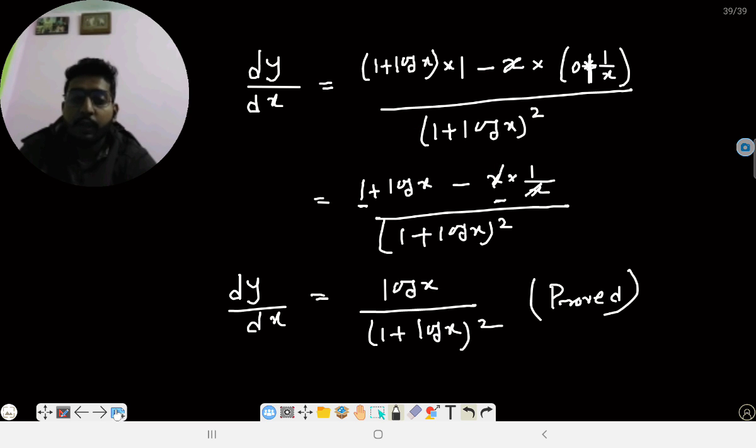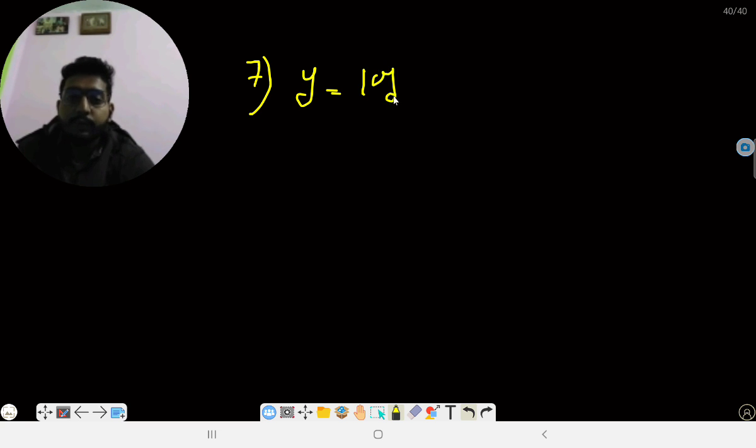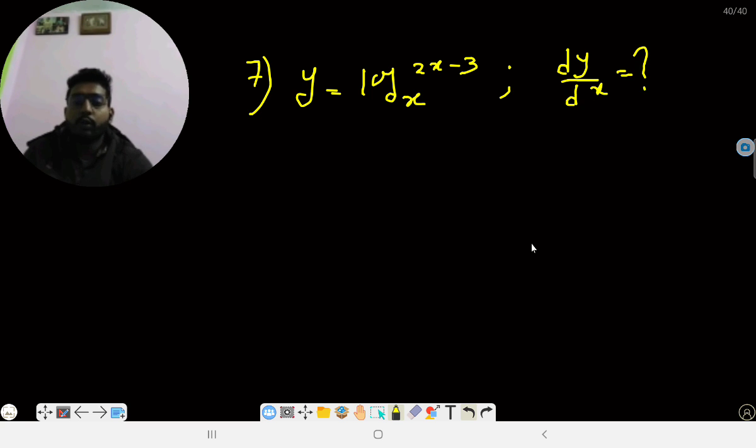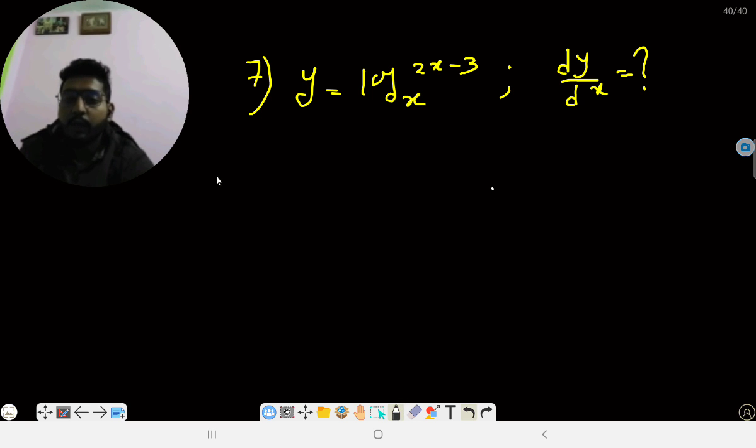Now question number 7, move to question number 7. So in question number 7, what is given? The question is like this, it is given log y equals log 2x minus 3, and suppose this is x. Now from here we have to find dy dx. Now how to solve this type of problem? So here you can see it is log 2x minus 3 and here it is log x.